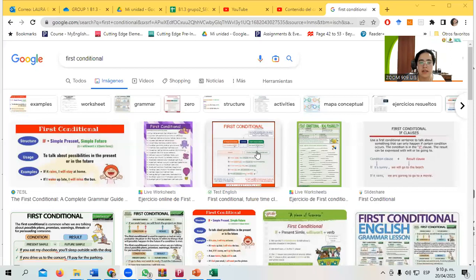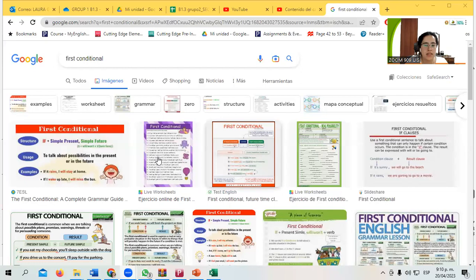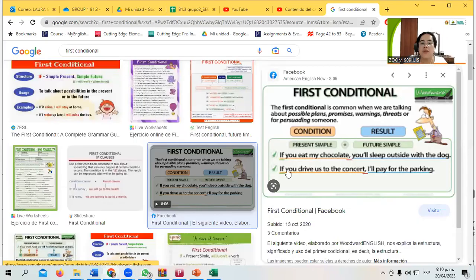Vamos a ver acá las situaciones. Ese es el que ya vimos. If you eat my chocolate, you will sleep outside with the dog. Si haces algo, este será el resultado.